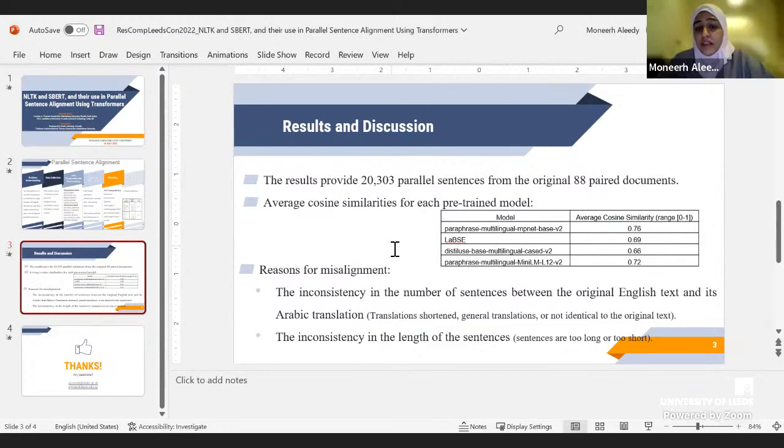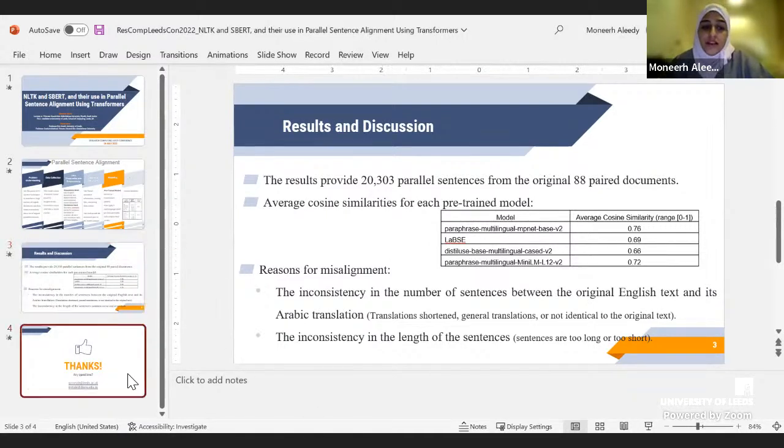Also, the inconsistency in the length of sentences, too short sentences or too long sentences.